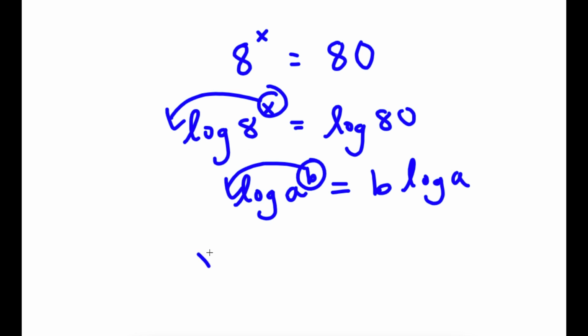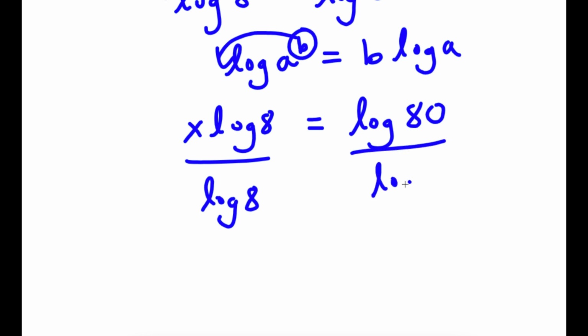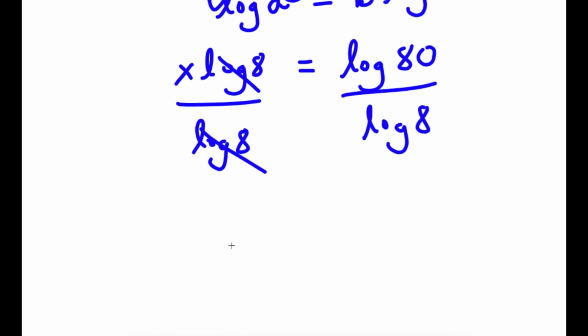So now I have x times log 8 is equal to log 80. Now we want to isolate x here. So I'm going to go ahead and divide both sides by log 8. So I can move log 8 to the right-hand side. So now on my left-hand side, these two are going to cancel out. And now I have x is equal to log 80 over log 8.